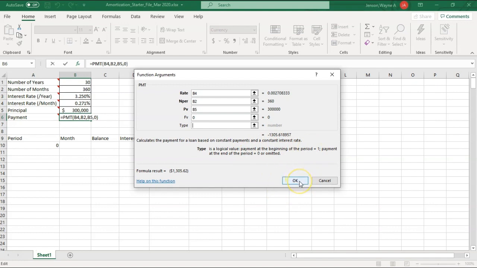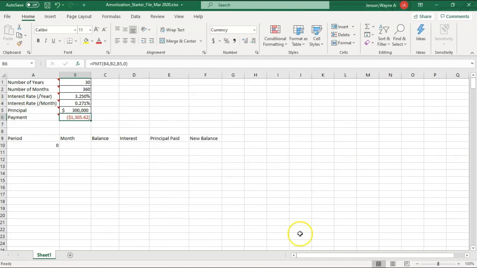So then we can click OK. And you'll notice we get a negative number. We don't want to have a negative number there because if you look at it from the sense of, okay, you're going to be paying money out of your bank account. So in that case, it's a negative number, but we're going to just, after the equal sign, put a minus sign to negate that and make that a positive number.